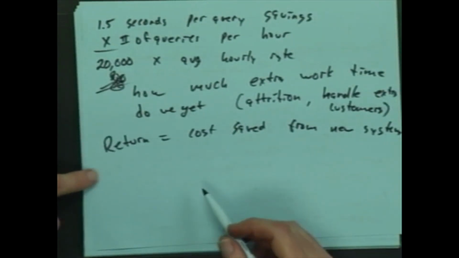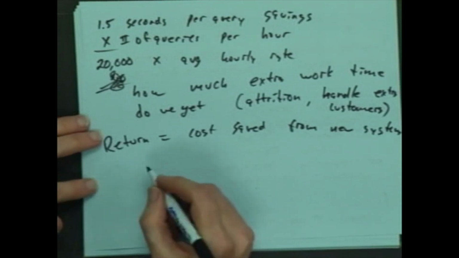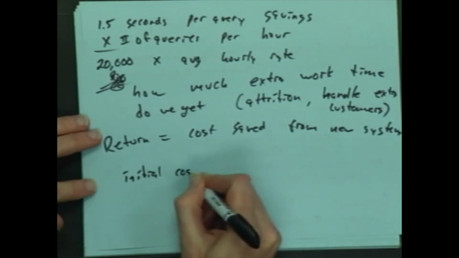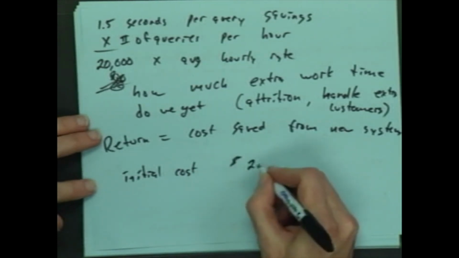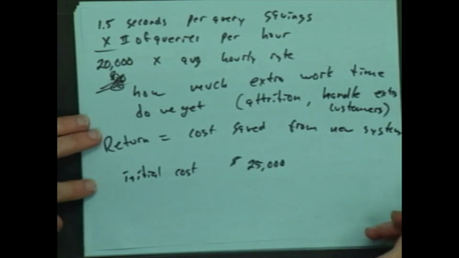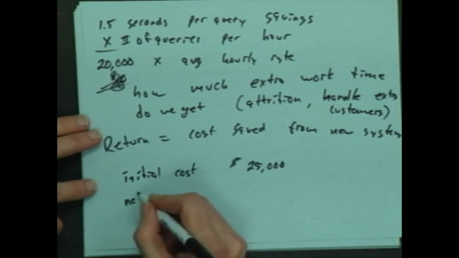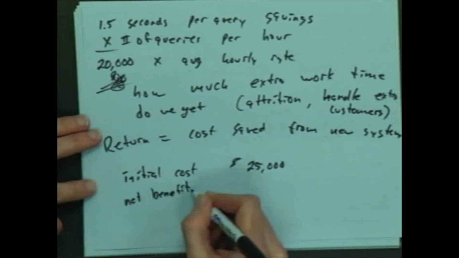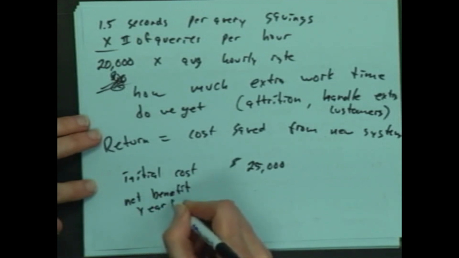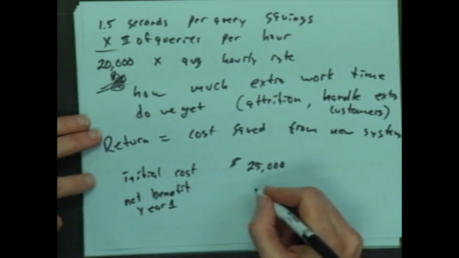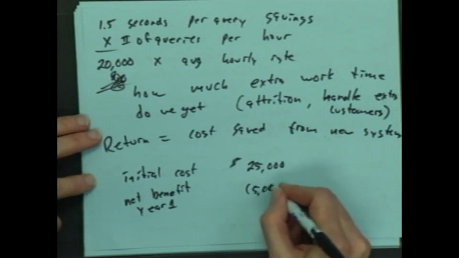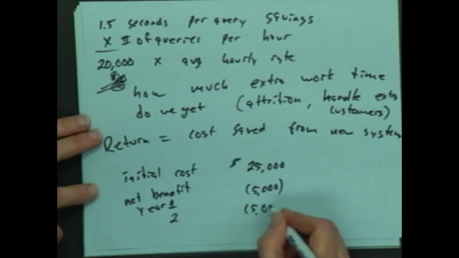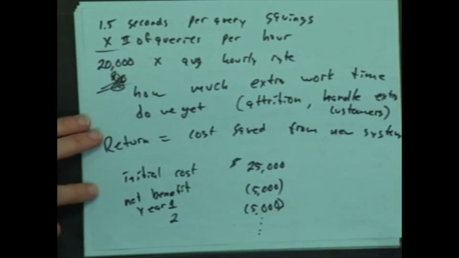So if they want to take it to a big extreme, you can do things like, I might have my initial cost, and let's say I had a $25,000 cost, and then I would do net benefit of year one, and let's say it was, I don't know, $5,000. Then year two, we get another 5,000. And let's just say this goes on.